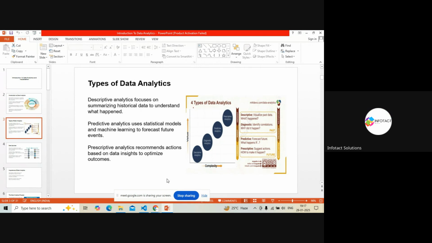Some key techniques are regression analysis, meaning linear regression and logistic regression, then time series forecasting, and some machine learning models like decision tree and neural network. When it comes to regression analysis, linear regression, logistic regression, first understand what is machine learning.